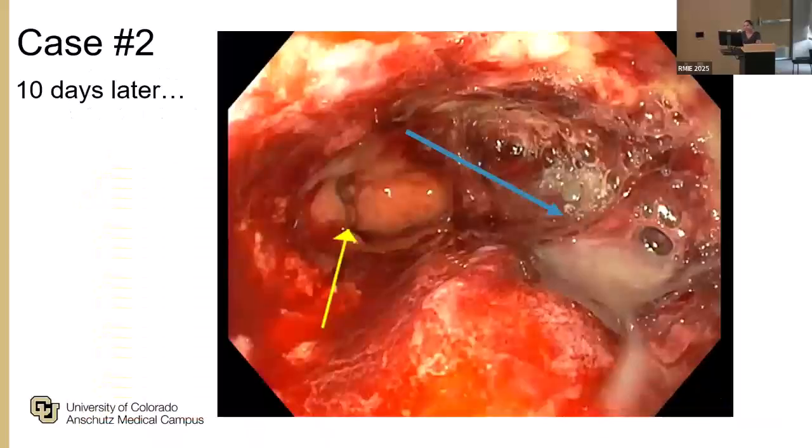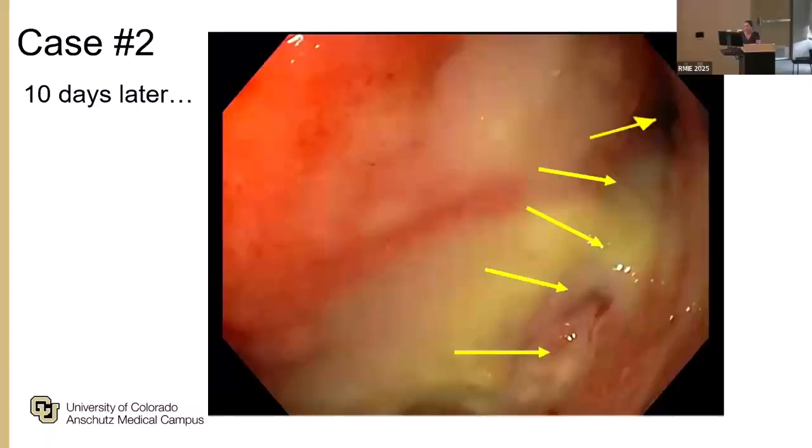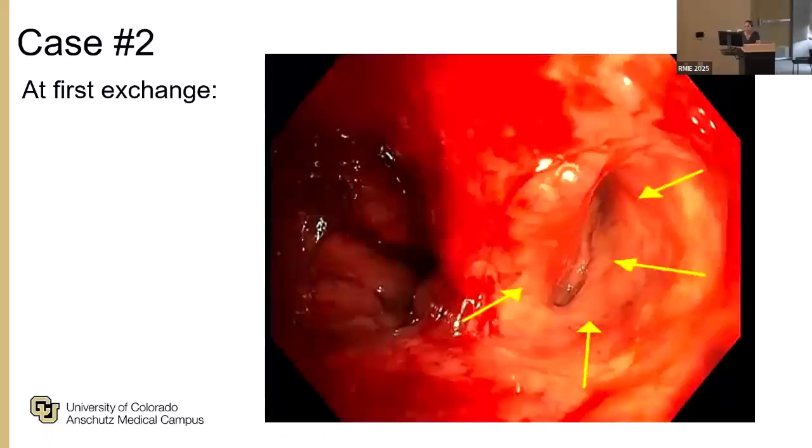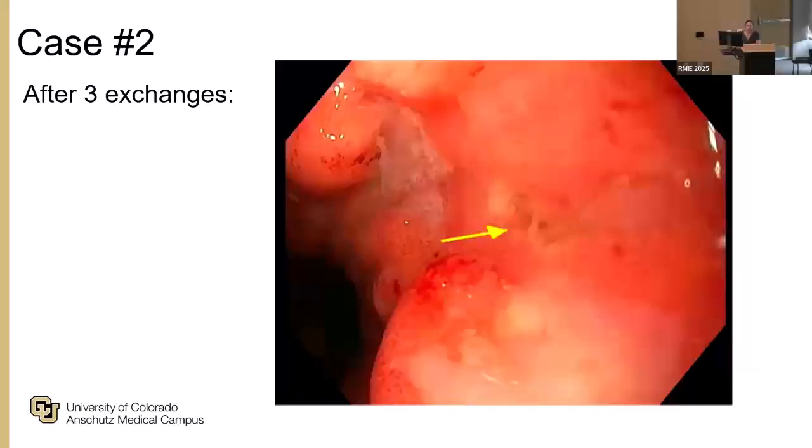And that blue arrow points to the area of the defect, which is kind of covered in a lot of pus. And then this is a kind of a blown in version of that. We put a sponge in. This was at the first exchange. That area is already looking better. There's more granulation tissue there. And after 3 exchanges, that defect is completely resolved.